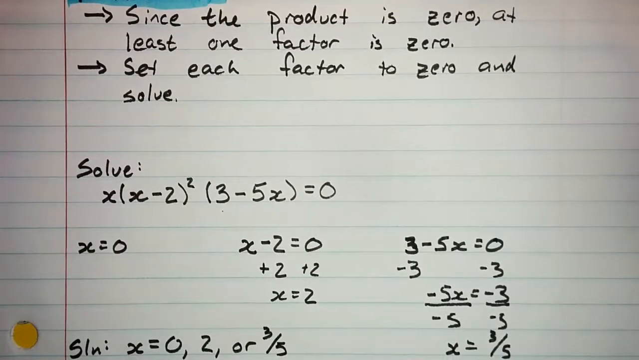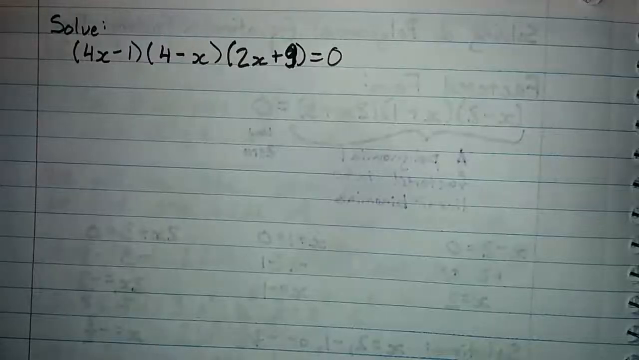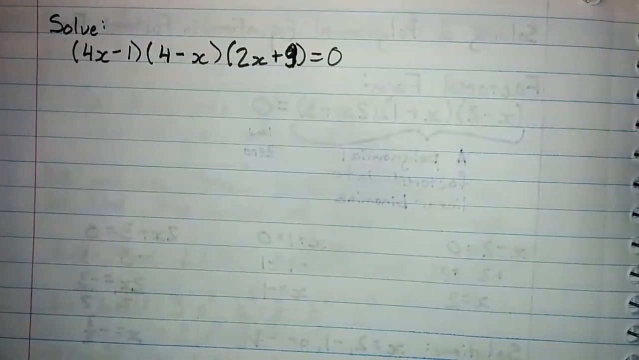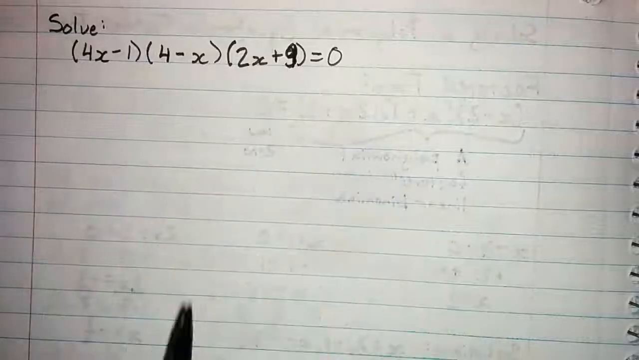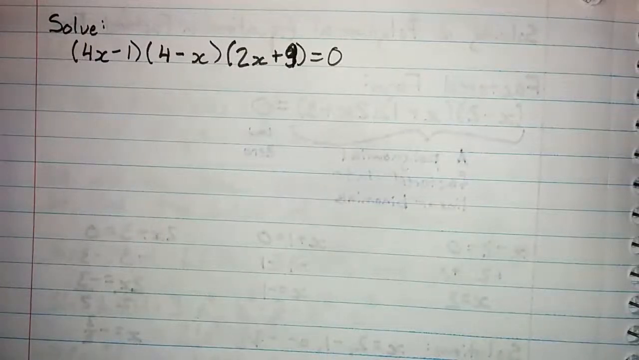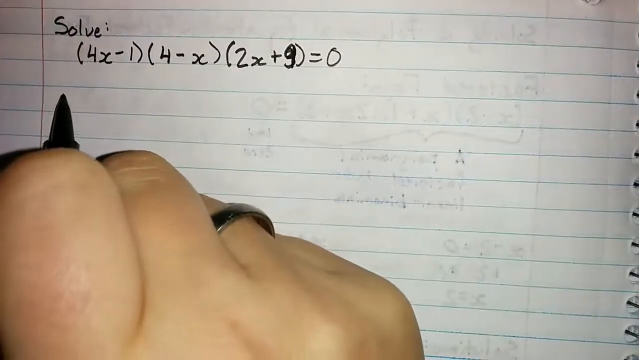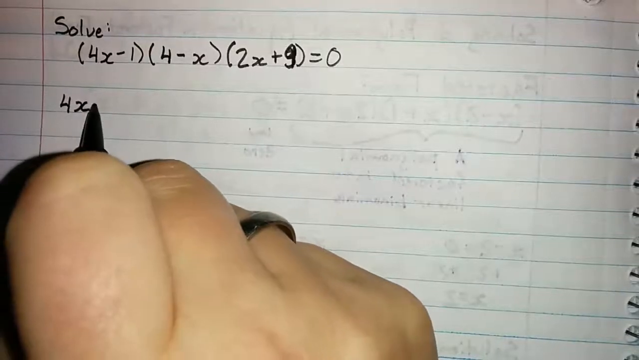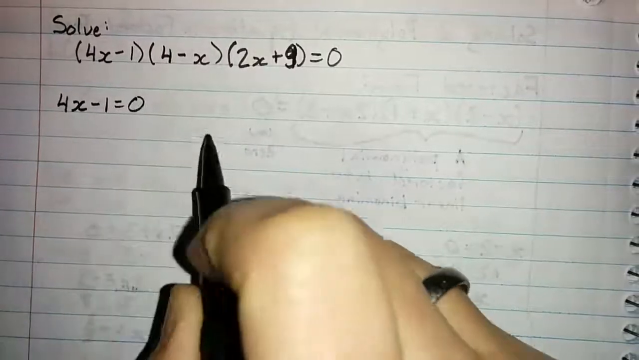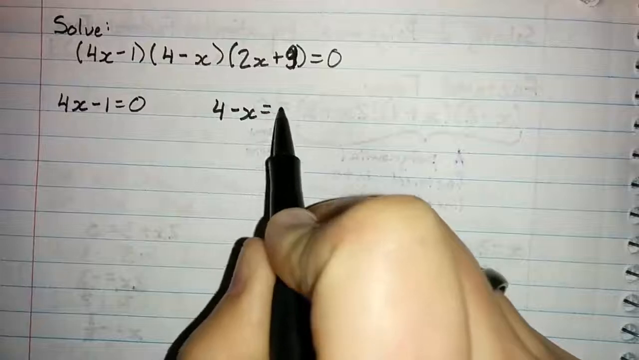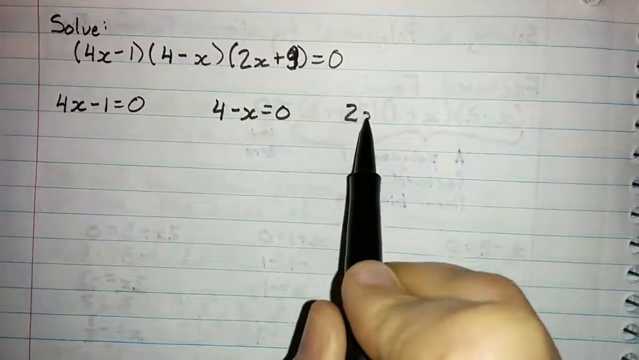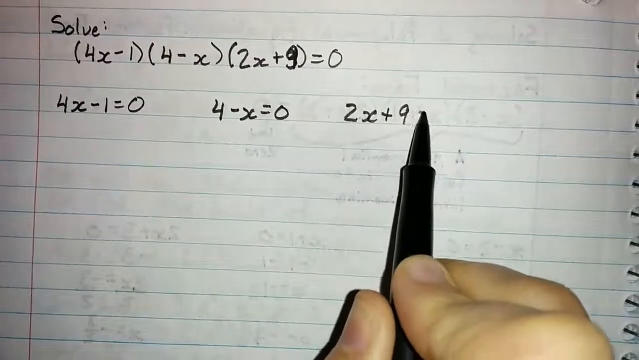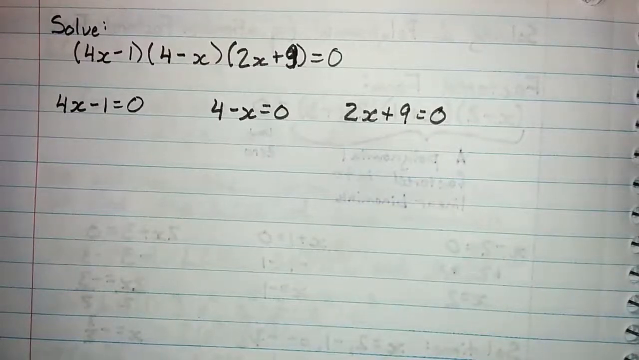I'm going to give you one of these to try. Solve this equation. Pause the video and try it now. All right, again, since the product is 0, one of the factors must be 0. So either 4x minus 1 is 0, 4 minus x is 0, or 2x plus 9 is 0.